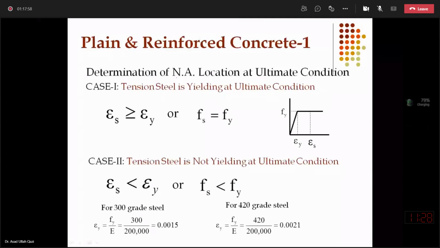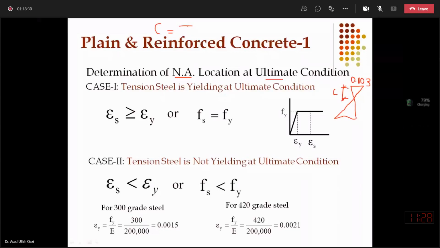at the ultimate condition, I have a strain diagram with the concrete at the top at 0.003, which is the ultimate strain in concrete, and we will declare that crushing occurred. Because when C is equal to T, if C drops to 0 because of the crushing of the concrete above the neutral axis, your equilibrium will not be present now and the section will fail.